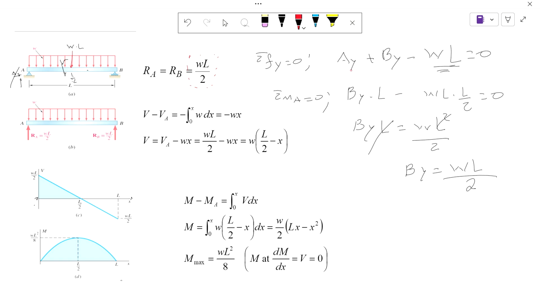And that means that AY is equal to WL minus WL over 2. So 1 minus 1/2 is 1/2. Therefore, AY is equal to WL over 2. So we have the reaction forces. Therefore, if we want to draw the graph, we know that at 0, we have a positive reaction, AY, which is W times L divided by 2. And at L, we have a positive reaction, which is WL divided by 2. So we have two options. Either we place it here, or we place it down here. In this context, positive means pointing up.